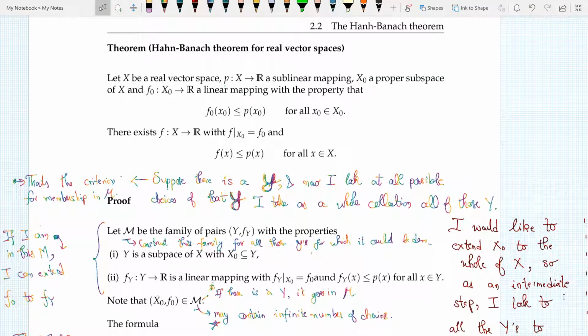Hello guys, in today's video we're going to do the Hahn-Banach theorem for real vector spaces. Starting with the statement of the proof, what does the theorem say essentially?